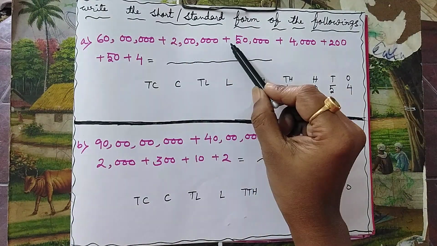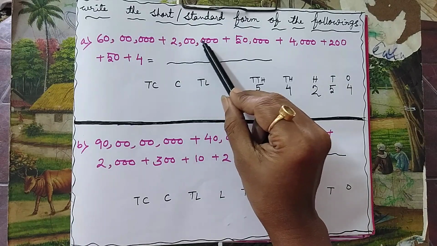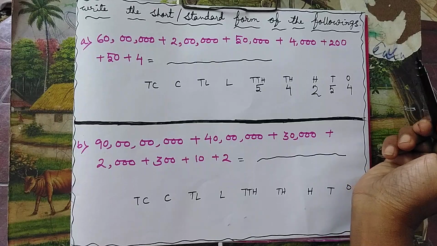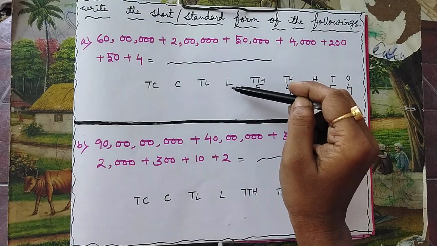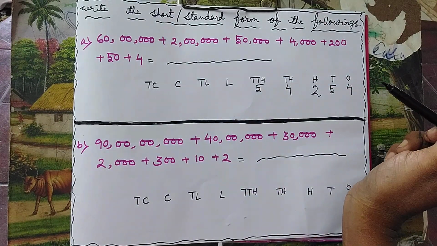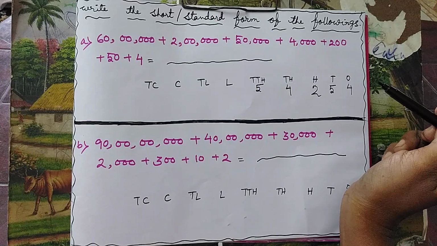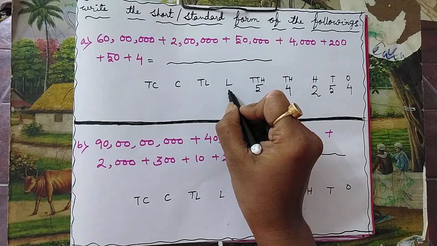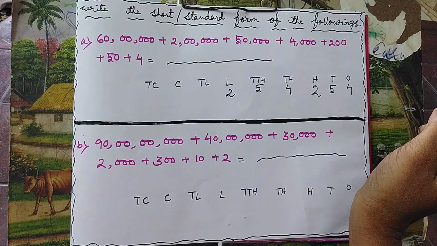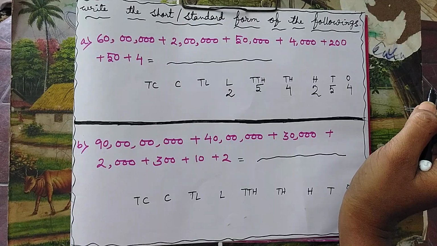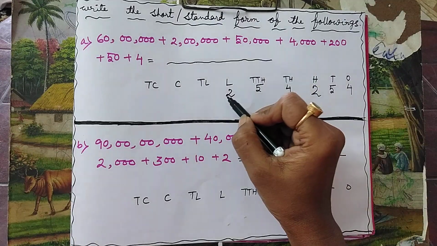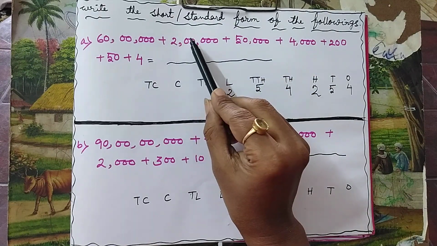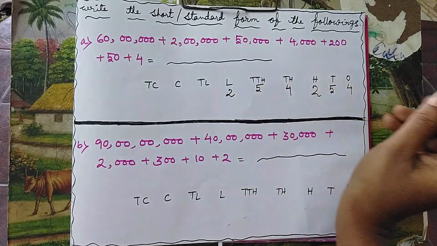Then go to this number. How many zeros are there? 1, 2, 3, 4, 5. 5 zeros are there. So 5 zeros means it will go to lakhs place. Okay. In lakhs place there are 5 zeros. So what is the digit? We have to write 2. Okay. The digit that we have to write is 2. 2 lakh is equal to 2. After that there will be 5 zeros.